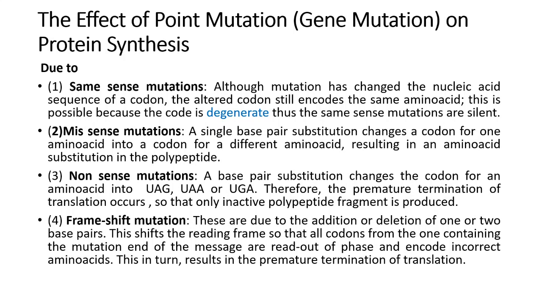And the fourth one is the frame shift mutation. These are due to the addition or deletion of one or two base pairs. This shifts the reading frame so that all codons from the one containing the mutation to the end of the message are read out of phase and encode incorrect amino acids. This in turn results in the premature termination of translation or the protein synthesis.